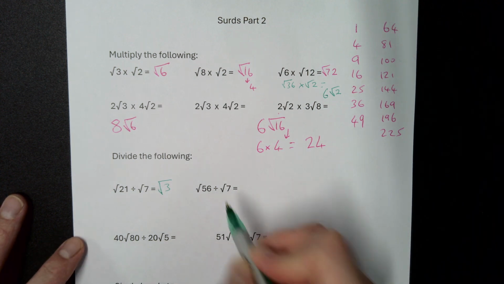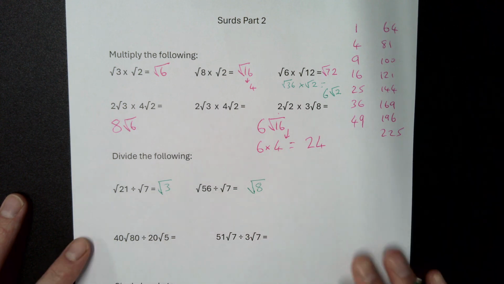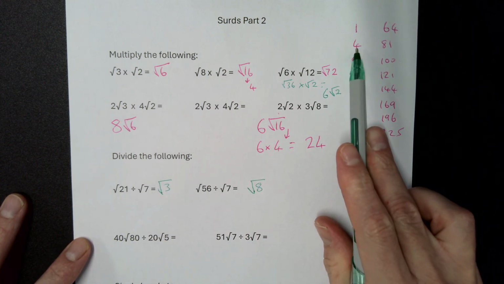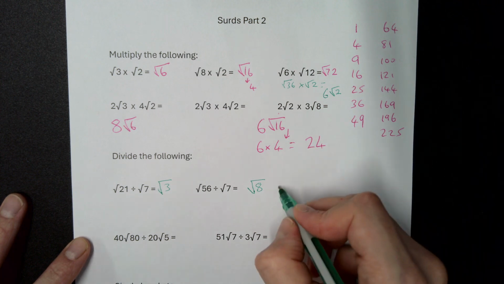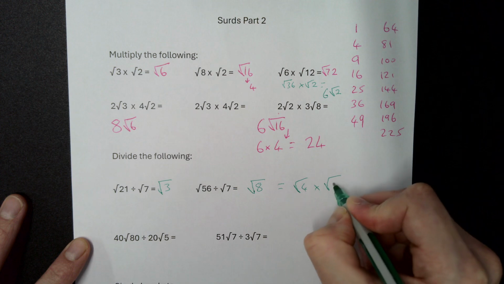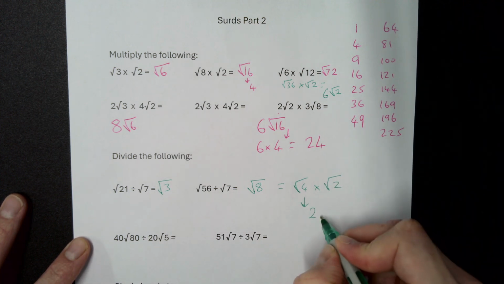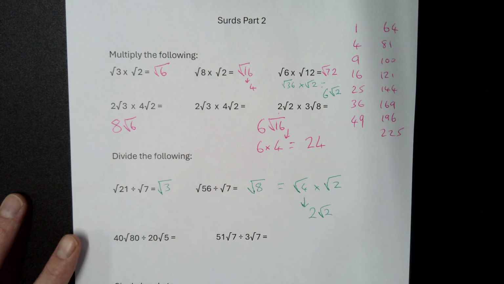Root 56 divided by root 7 gives us root 8. We can see from the list above, 4 can fit into that twice. So that's equal to root 4 times root 2. The square root of 4 is 2, so that's 2 lots of root 2.